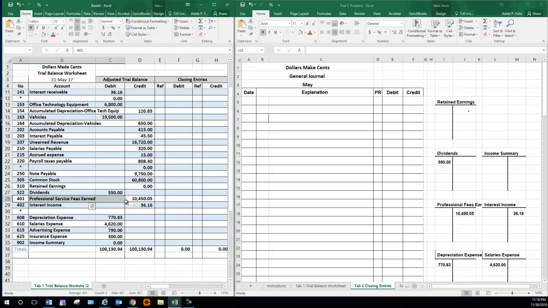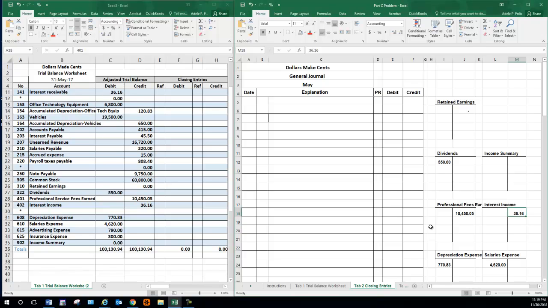So we have two revenue accounts here with balances in them. Do we see that? We have professional service fees earned, which has a credit balance of $10,450.05, and our interest income has a credit balance of $36.16. Of course, their credit balances, their revenues. The normal balance of a revenue is a credit. So I come over here to my T accounts. And in my T accounts, I have a T account for professional service fees earned, and it has a credit balance of the amount from our trial balance, and interest income has a credit balance of $36.16.